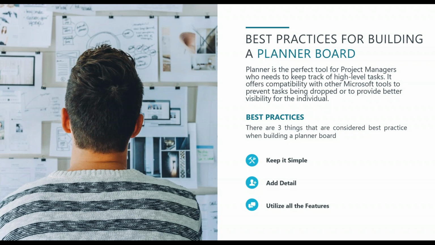Alrighty, so the 3 best practices for you to remember are: 1, keep it simple. Do not go adding 10, 15 buckets unless you want to be scrolling to the right or the left all the time. Also, if you're having trouble locating tasks in your planner board, the likelihood is you have too many tasks in there. So instead, make the tasks higher level, add a checklist that allows you to know when you can close that specific task.